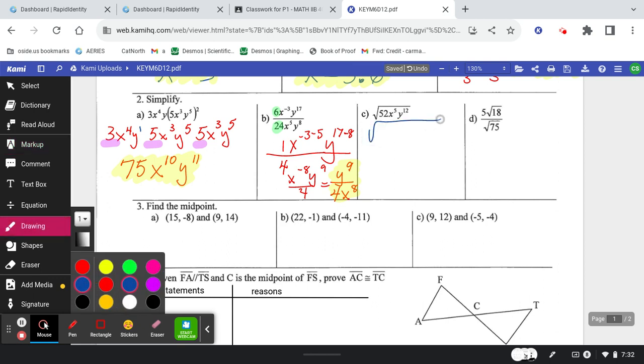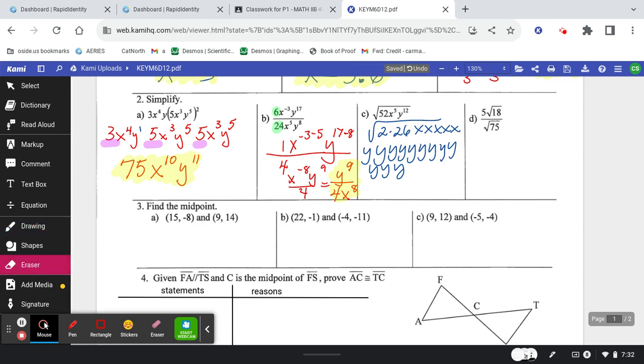What times what times what equals 52? Well, I know that 2 can go in 2 times 26. And then x to the 5th, if I stretch that out, that means there's 5 x's. And then y to the 12th: 1, 2, 3, 4, 5, 6, 7, 8, 9, 10, 11, 12. And you're like, that's too many y's to write. So then don't write them all out. Just do the divide thing. If you're like, what's the divide thing? Never mind. Write them out. 1, 2, 3, 4, 5, 6, 7, 8, 9, 10, 11, 12.